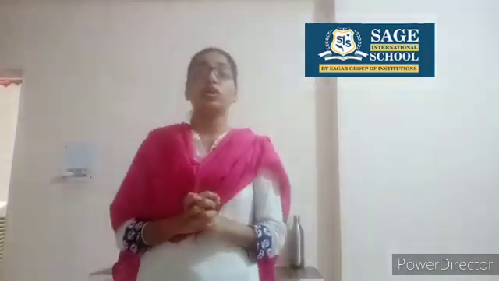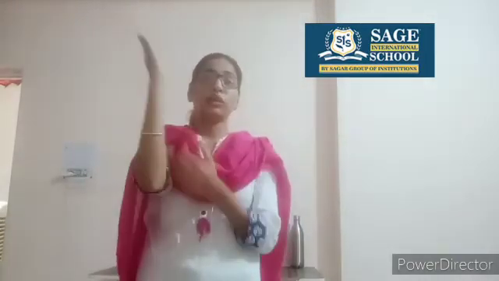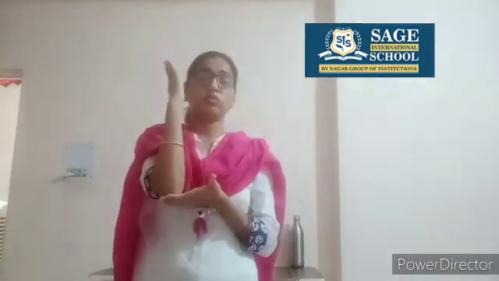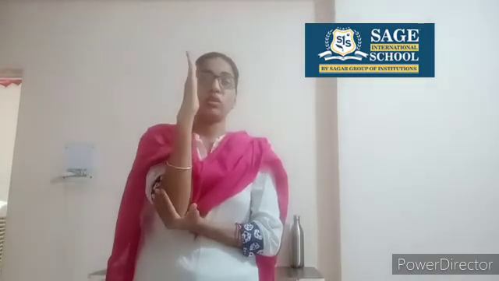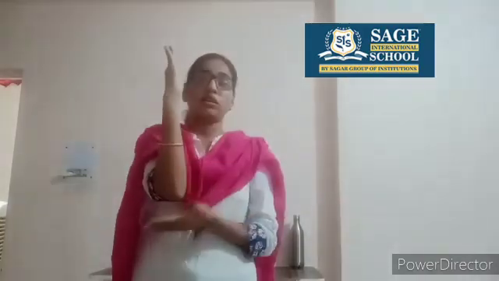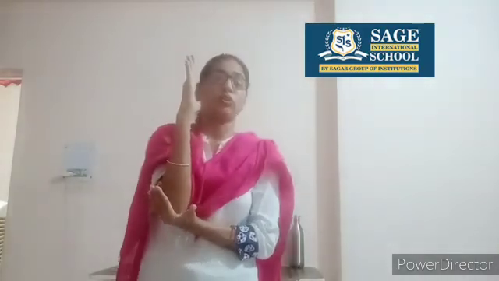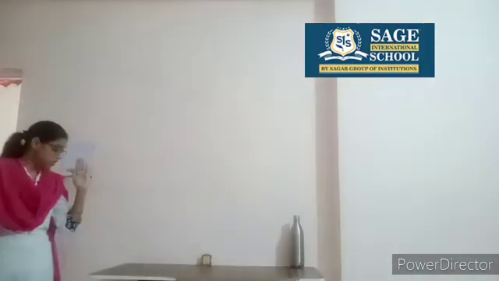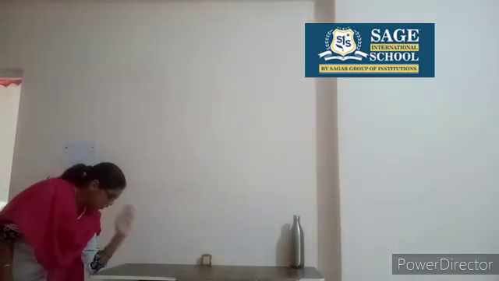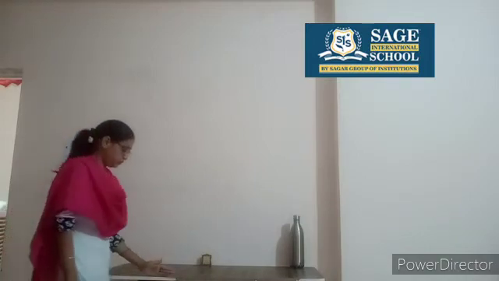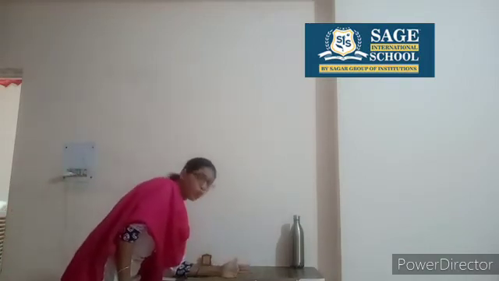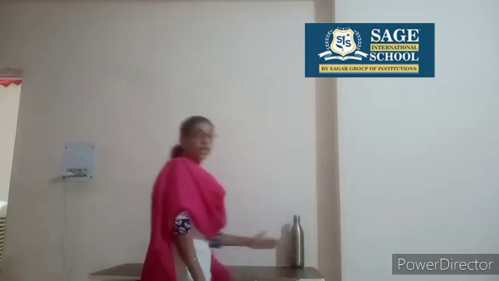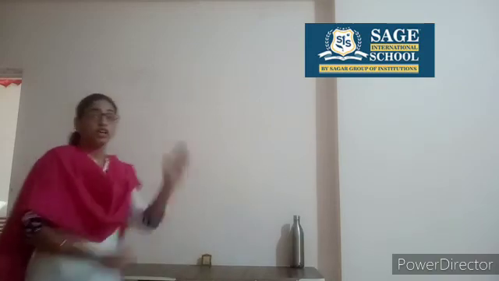Now I will come to cubit. So what is cubit? Cubit is the distance from the tip of your middle finger to your elbow. This is 1 cubit. Okay, the tip of your middle finger till your elbow is 1 cubit. So if I want to measure the length of my table, how will I measure it with the help of cubit? Like this. 1, 2 and 3. So the length of my table is 3 cubits.